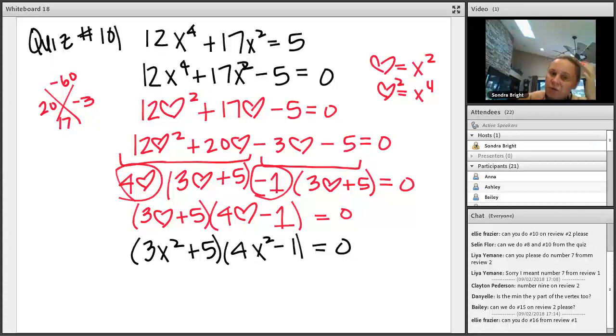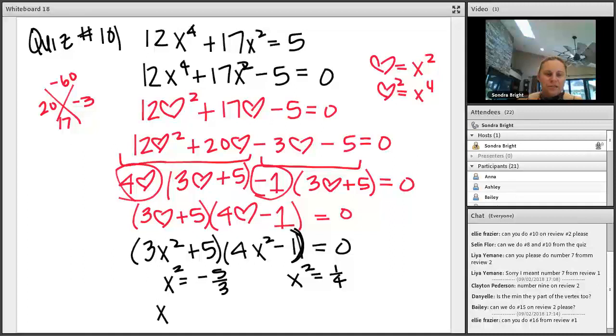First times first will give you 12x to the fourth. Outer and outer is a minus 3x squared. Inner and inner is a plus 20x squared, and then a minus 5. So you know we're right. Setting each of these factors equal to 0 gives you an x squared equals negative 5/3. And this one would give you an x squared equals positive 1/4.